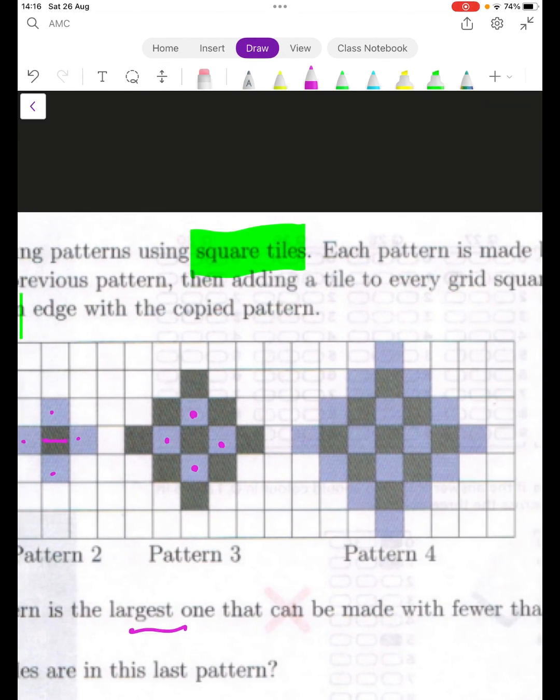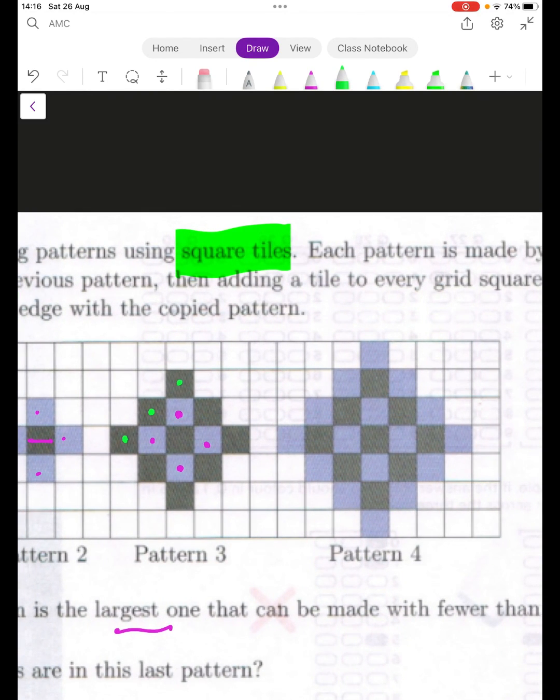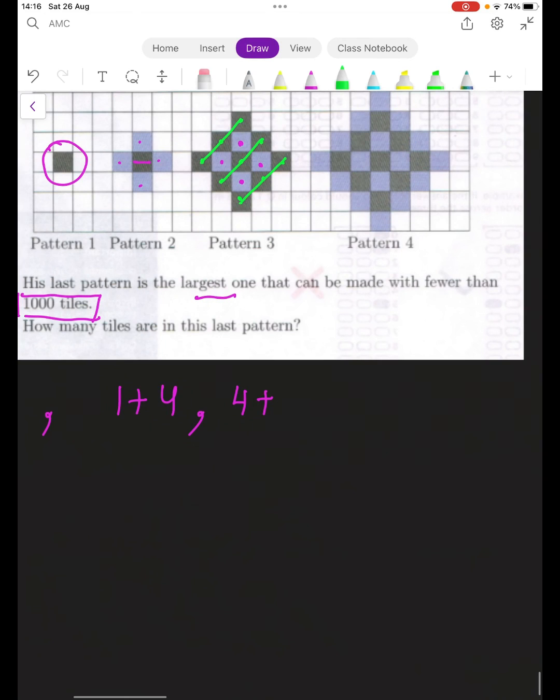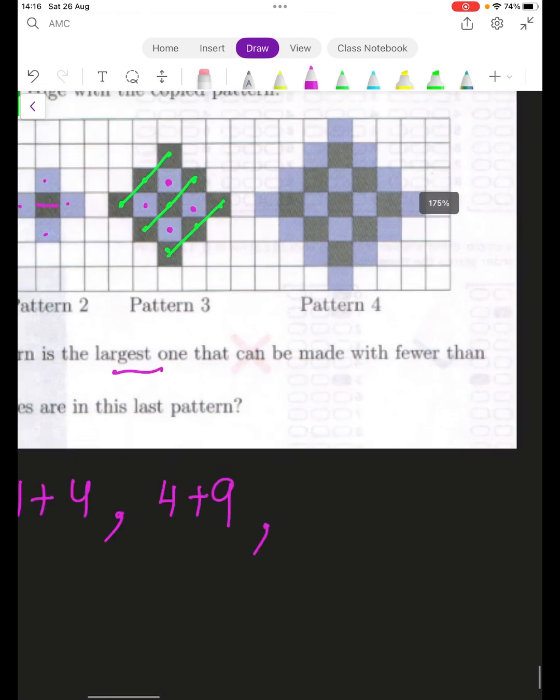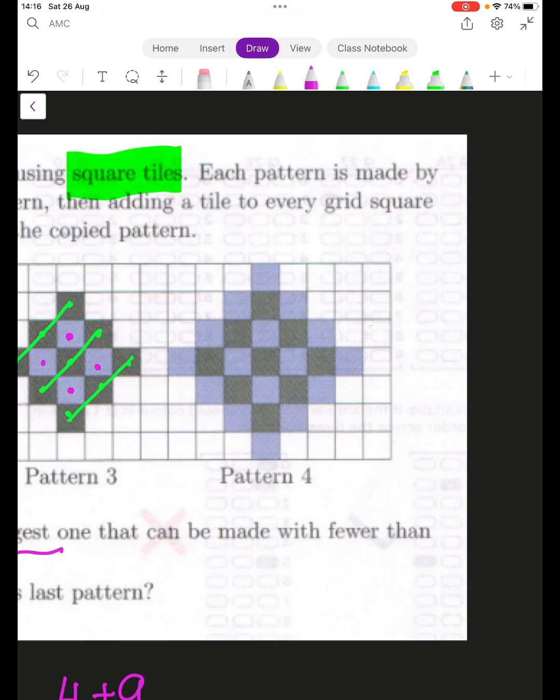There are 4 light colored tiles, and if I look at the dark colored tiles now, let's choose a different color. 1, 2, 3, 4, 5, 6, 7, 8, 9. There are 3 rows of 3s, so there are 9. And now at this stage, let me use the same color. Let me find one more.